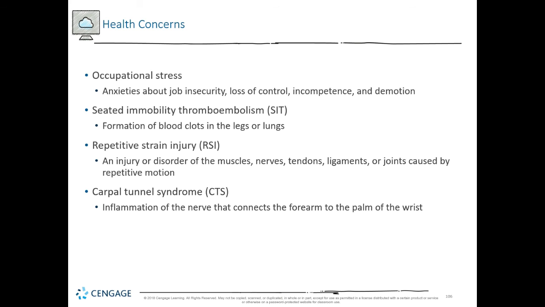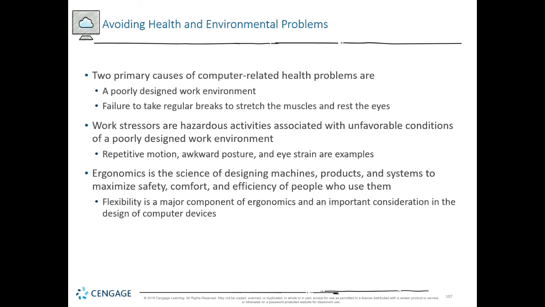Seated immobility thromboembolism, SIT, is the formation of blood clots in legs or lungs. Repetitive stress injury, RSI, is an injury or disorder of muscles, nerves, tendons, ligaments, or joints caused by repetitive motion. Carpal tunnel syndrome, CTS, is inflammation of a nerve that connects the forearm and palm of the wrist.